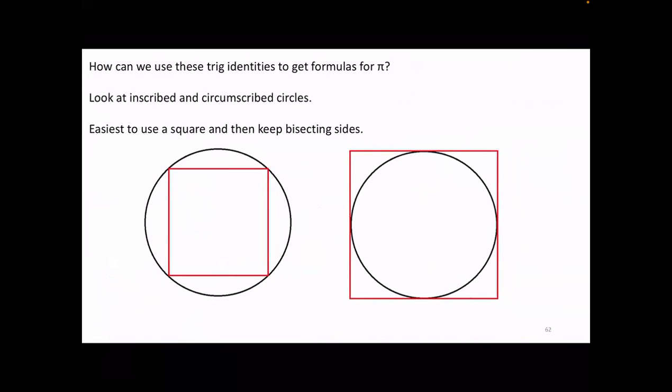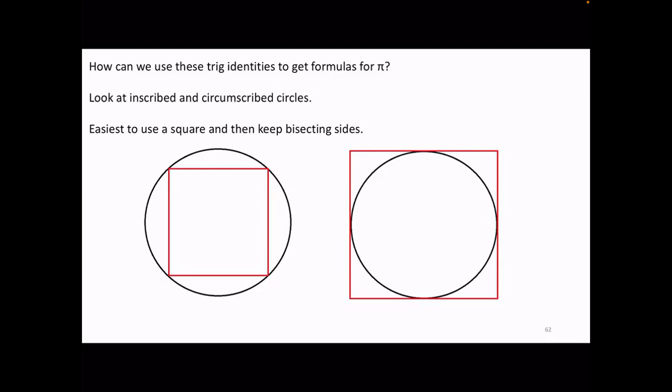Well, we can use this to get formulas for pi. And what I like about this is it's as close to calculus as you can come without getting calculus. Archimedes was almost there. He was doing everything geometrically. He didn't have the same notations that we have now.